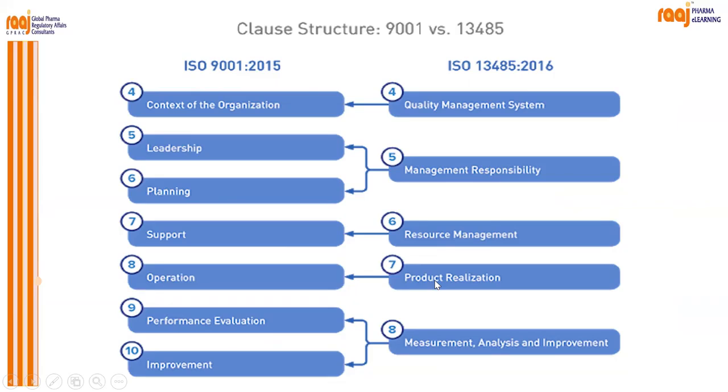Operation, that is product realization. So whatever output is given, that is under operation only. So we have production department who is operating and giving some output, right? So that is product realization, the final output. And then the ninth clause is performance evaluation and the improvement. So 9 and 10, when we talk about ISO 13485, it talks about measurement, analysis, and improvement. So in this way, many people go together for both the standard and they integrate into manual.